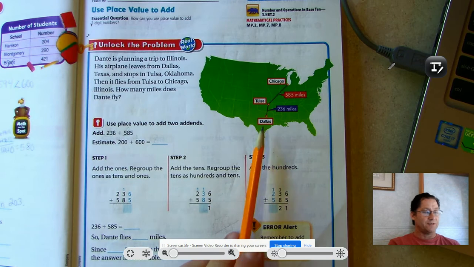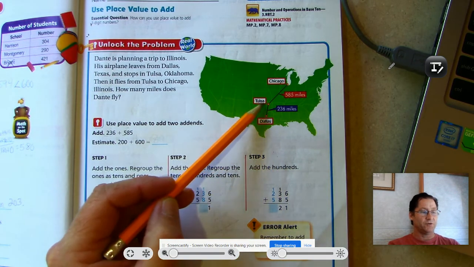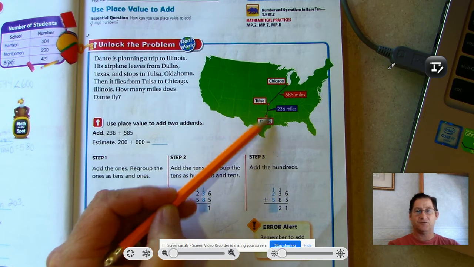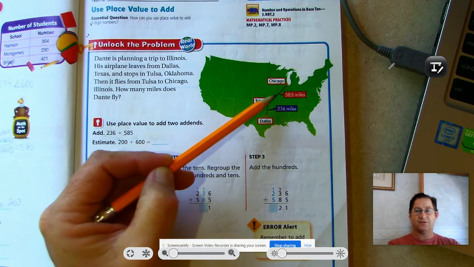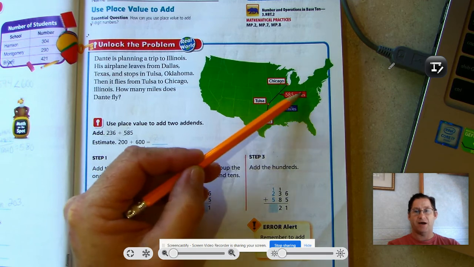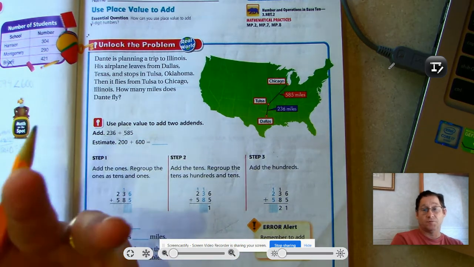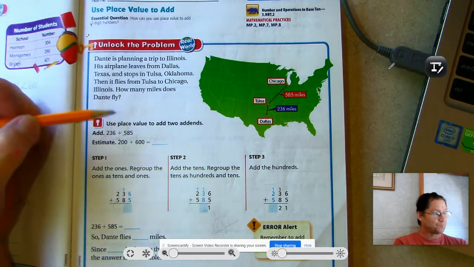And in our map, we see that Dallas was his starting point. He flew to Tulsa, and it's telling us that that distance is 236 miles. He then went from Tulsa to Chicago, and that took 585 miles. So they want to know how many miles Dante flew. And so we're going to add using place value.